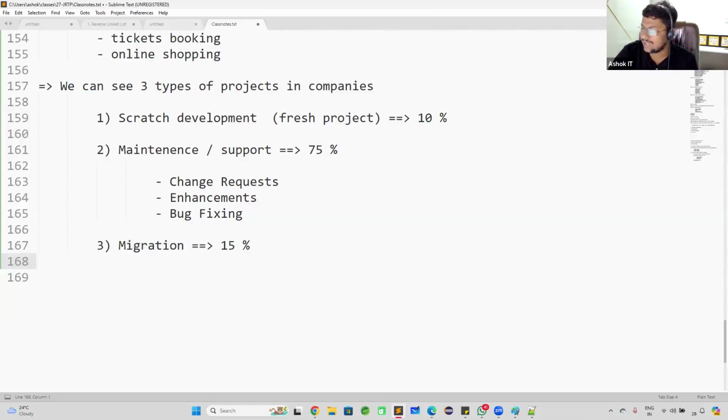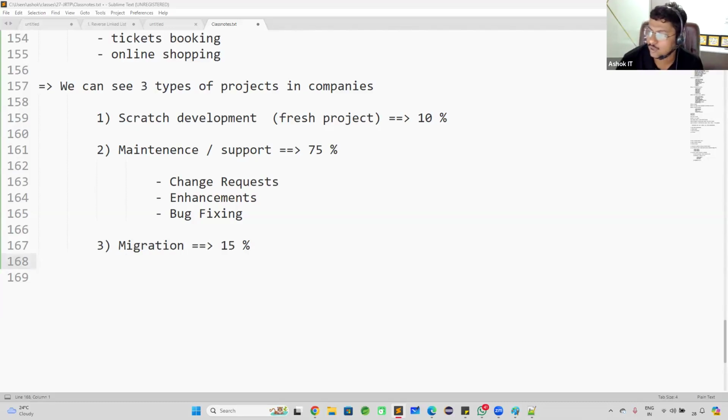Now, in this batch, I see there are many working people available. So can you guys please comment? Which type of project from these three are you working on? Are you working on scratch development? Are you working on a support project? Are you working on a migration project?